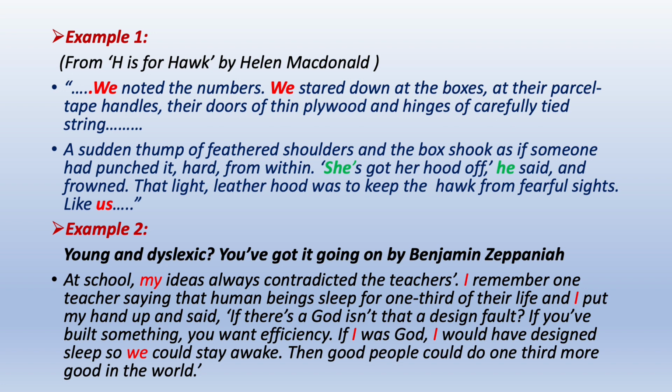In H is for Hawk, Helen Macdonald is the first person protagonist who is relating her own story. The scene happens to be a pet store where Helen is choosing the very bird she is dreaming of. That is a hawk. So here the pronouns we and us refer to Helen and the shopkeeper, whereas he refers to the shopkeeper and the pronoun she refers to the hawk which her attraction goes to.